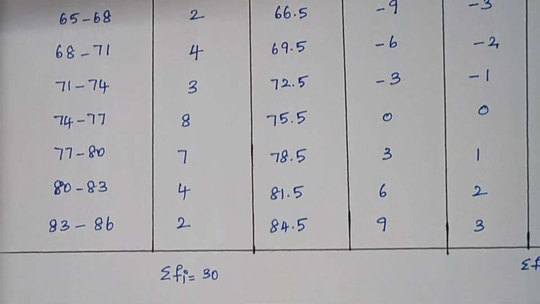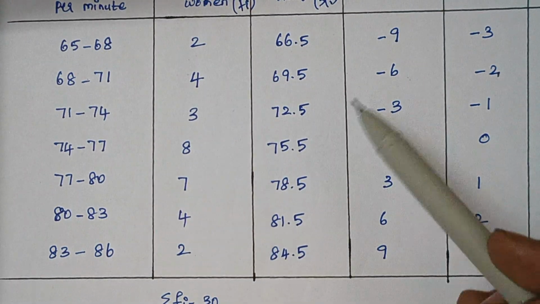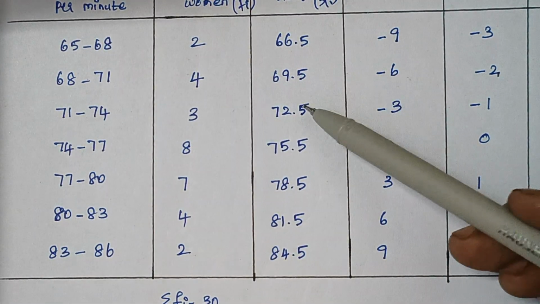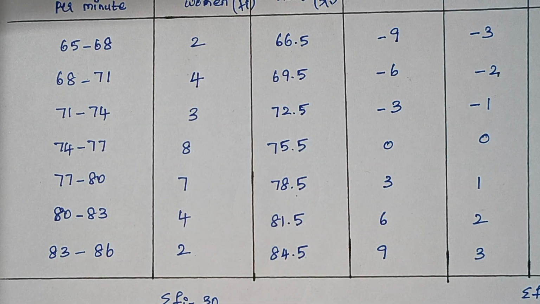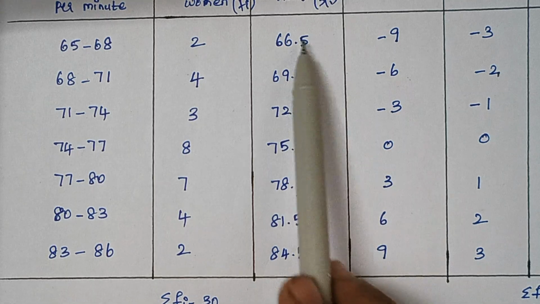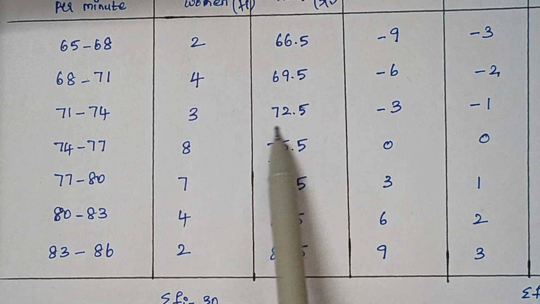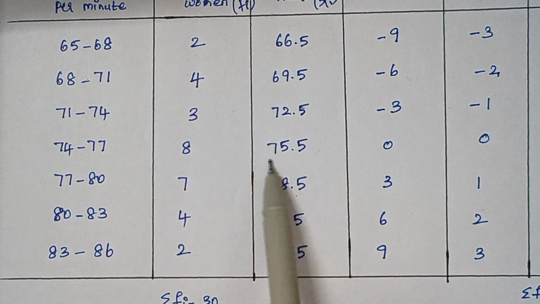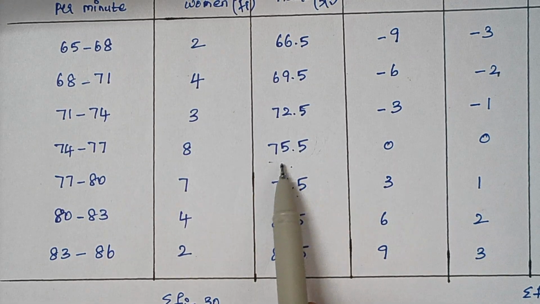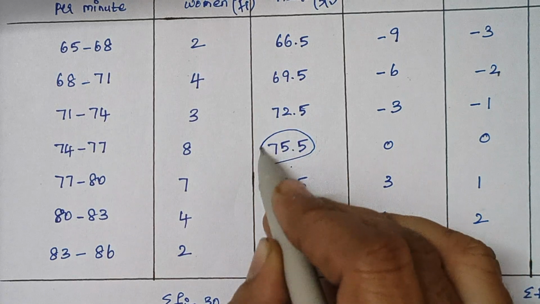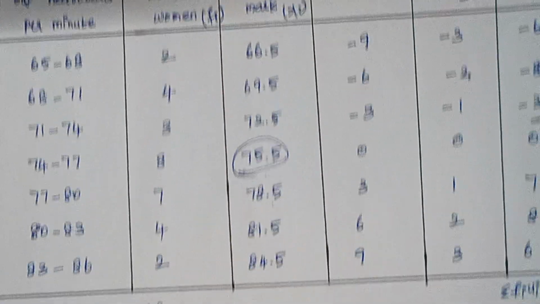First we will start with a. Just count how many values we have: 1, 2, 3, 4, 5, 6, 7. So we have 7, and we can easily select the middle one. 1, 2, 3, 4. So this 75.5 is the value of a. After selecting the value of a, we can proceed with the formula.